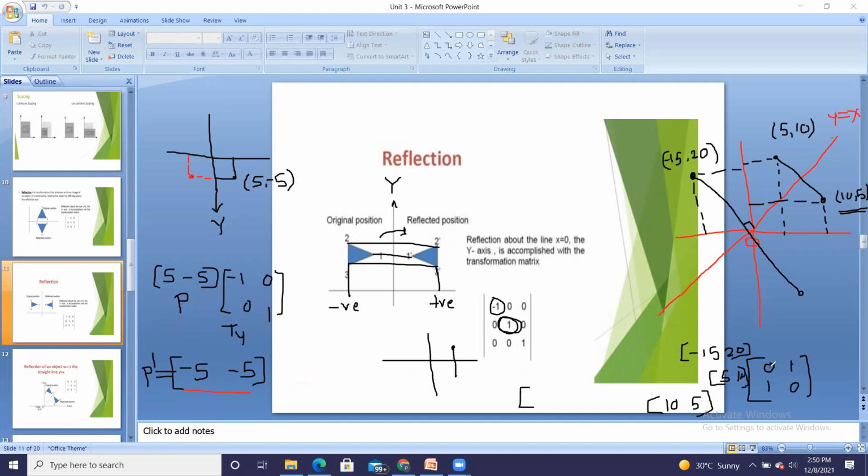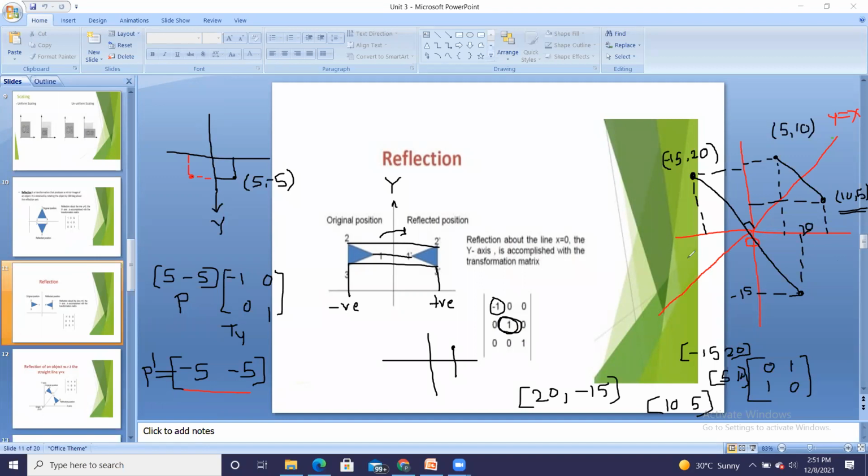Minus 15 into 0 remains 0, and plus 20 into 1, so you will get 20 over here. And minus 15 into 1 is minus 15 plus 0, so it will remain minus 15. Ultimately I am going to get 20 and minus 15 as the resultant after reflection. So what are the coordinates of this point? X is 20 because X is positive now, and Y is minus 15. So the point is lying in the fourth quadrant. The reflection of a point in the second quadrant will lie in the fourth.